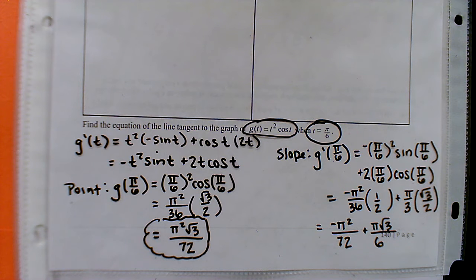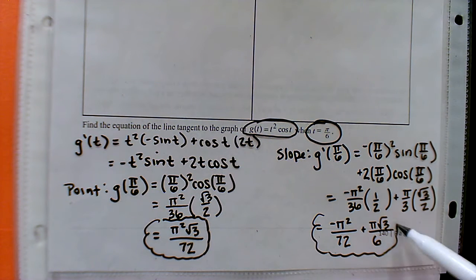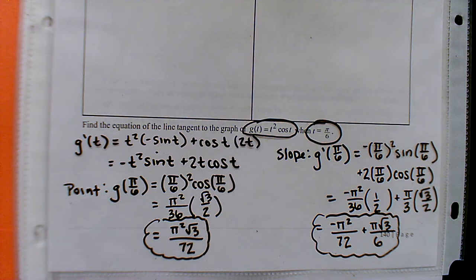Okay? Now you could add those fractions together, right? We could get a common denominator. We would have to multiply this fraction by, I think, 12 on top and bottom in order to match the 72. Okay? But we can leave it like that. I'm running out of room, so I don't really feel like doing that, to be honest. Okay, looks weird. It's still representing a slope, though.